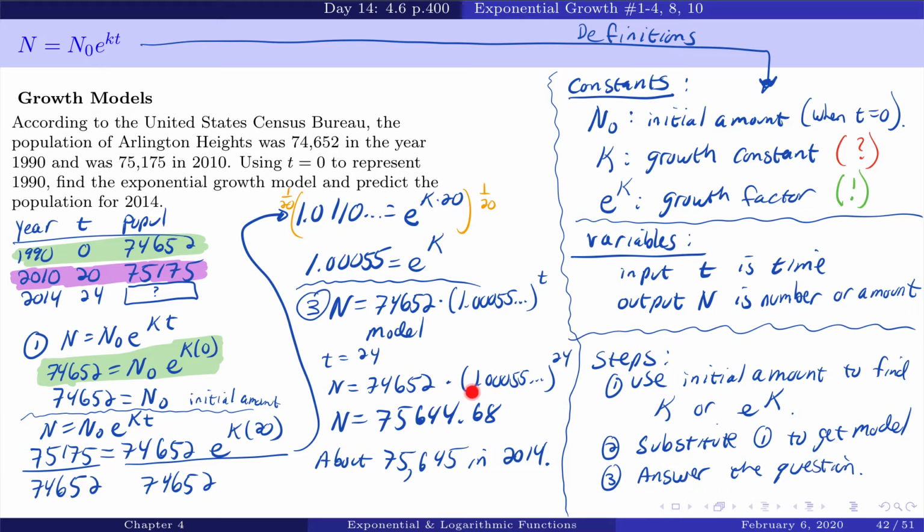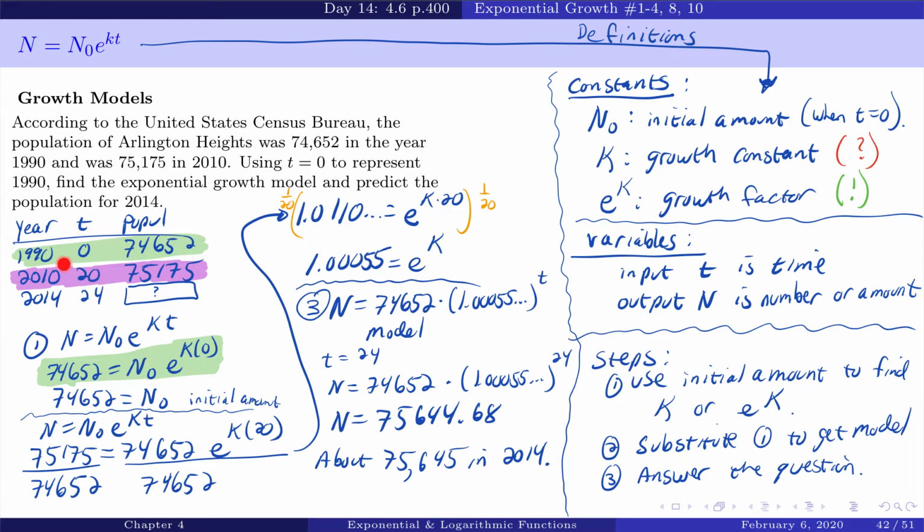So in this example, it says population of Arlington Heights was 74,652 in 1990, and then 75,175 in 2010. And they tell you to use time equals 0 for 1990. So I made a table and said in 1990, they told me to have time equals 0, and the population was this. And then 2010, which was 20 years later, so time is 20, population was that. And then the question says, find the population in 2014. Well, I know that I'm eventually going to use t equals 24.